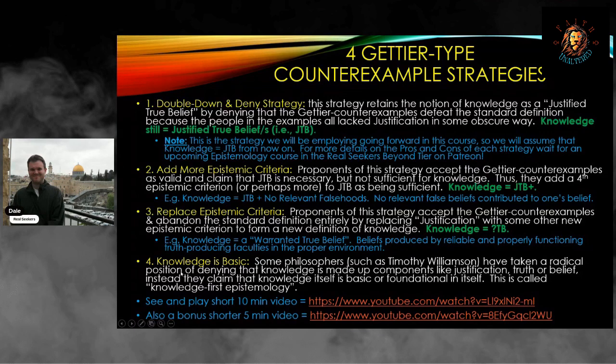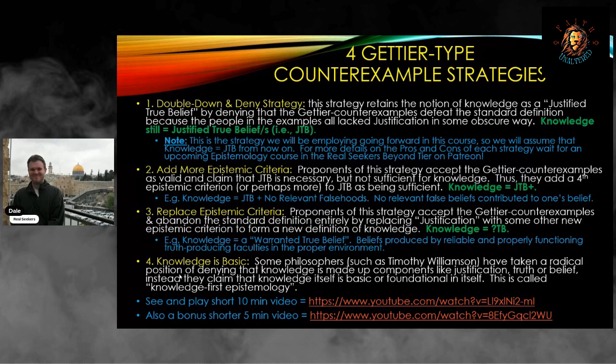Finally, here's a very interesting strategy that's really kind of new as of the 21st century, I would say, becoming popularized by philosophers like Timothy Williamson. And this is the strategy that says, look, you fools, you've got it all wrong. The tripartite analysis and breaking up, well, knowledge equals true belief plus X, Y, or Z, that's all wrong. Knowledge is just basic. It's not made up of components like belief and truth plus warrant plus justification plus no relevant falsehoods. That's a complete category error, complete mistake.